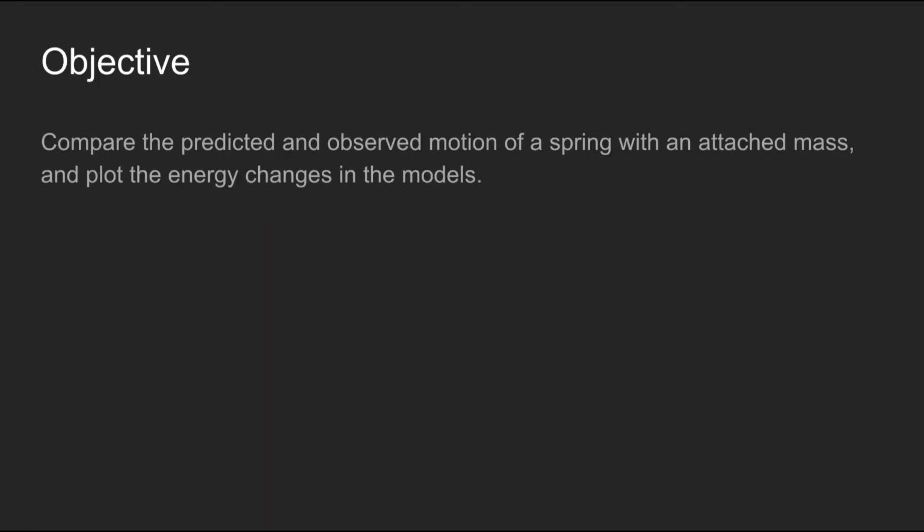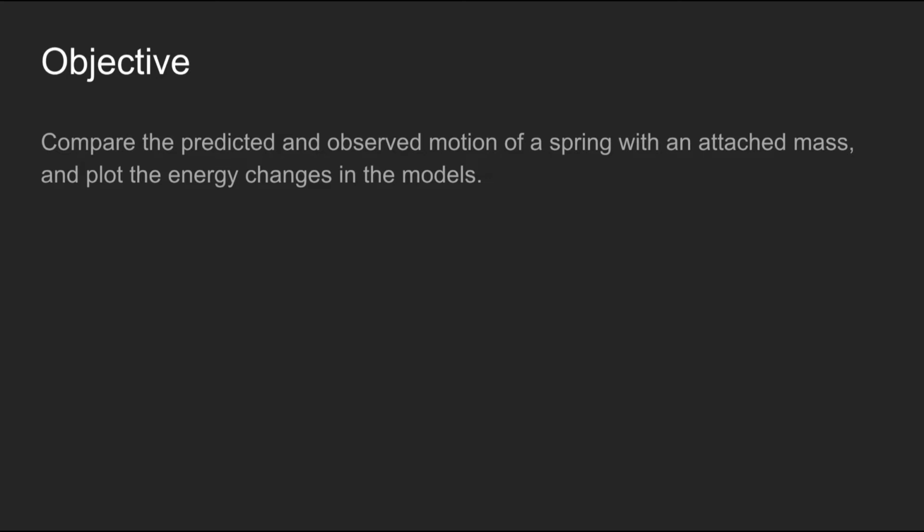The purpose of this lab was to compare the motion of the predicted model and the observed motion of a spring mass system moving in the x and y direction. We then had to plot the energy changes in the model for various properties like kinetic energy, change in spring potential energy, change in total energy, and gravitational potential energy. To do this, we were supplied with a video of experimental data.